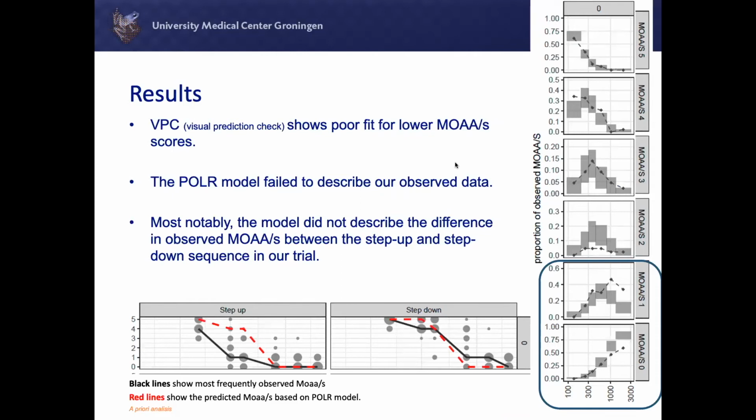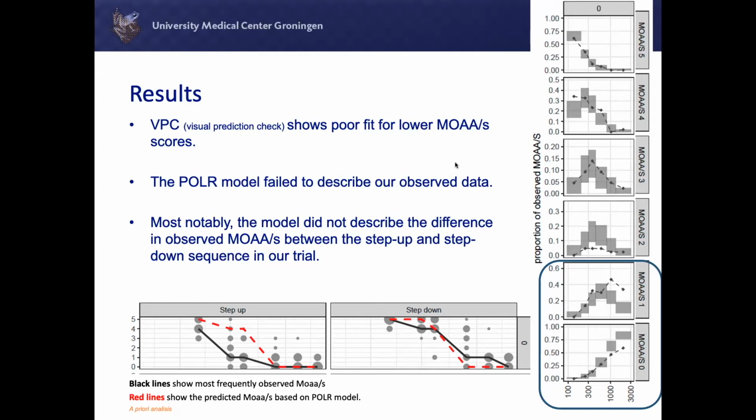As this figure shows, which is known as a VPC, a visual predictive check, first let me explain the figure. The gray boxes show the MOAA/S that we expected to see, and the black lines show our most frequently observed MOAA/S. And as we can see for the lower and the higher MOAA/S, there is a mismatch, so it is a poor fit.